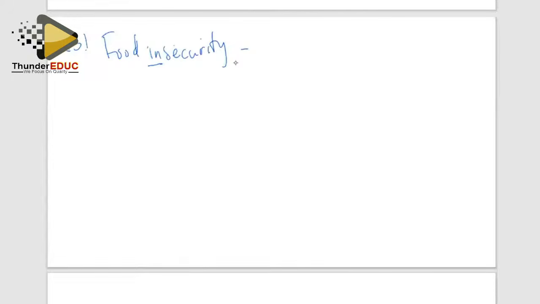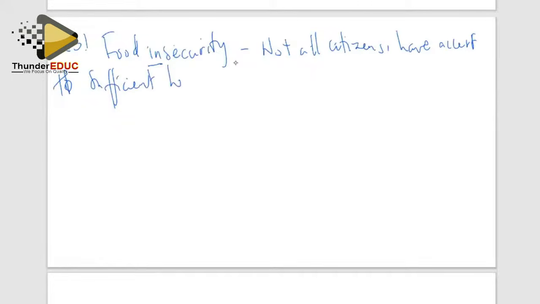What do we say about food security? By saying we are secure, it means we are guaranteed of sufficient supply of healthy and nutritious food for a healthy life. When you are insecure, we are saying it's a situation when not all citizens have access to sufficient, healthy, and nutritious food. We are saying there are some citizens who cannot access, who cannot have sufficient, healthy, and nutritious food. We are insecure. That's insecurity, the opposite of security.